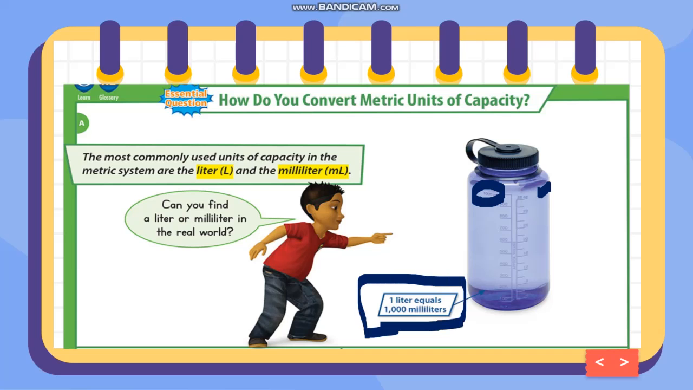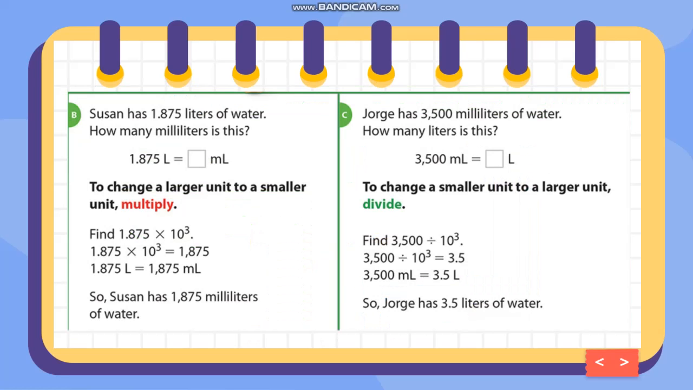So let's continue. Susan has 1.875 liters of water. How many milliliters is this? So we're going to convert 1.875 liters to milliliters. Liter to milliliter means 3 movements going to the right. So 3 movements means 10 to the third power, which is 10 times 10 times 10, so that is equivalent to 1,000.